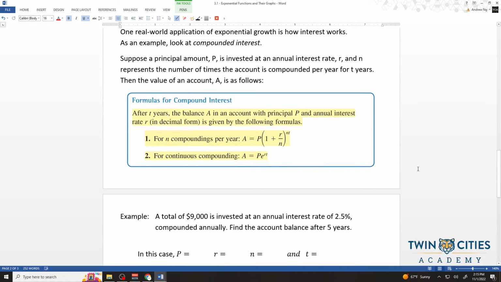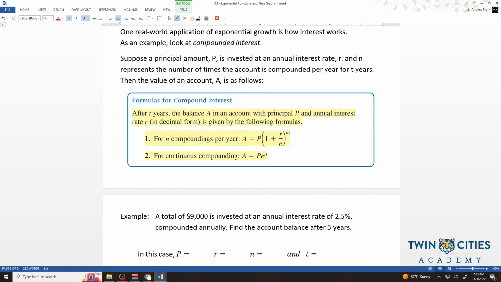So what are some real-world applications? One real-world application of exponential growth is how interest works. As an example, we're going to look at compound interest. This is when, for example, you put money into an account, like put money into the bank, and over time that money is going to accrue interest, meaning that if you don't touch that money at all, you just leave it in the bank, you will end up getting more money year after year after year.